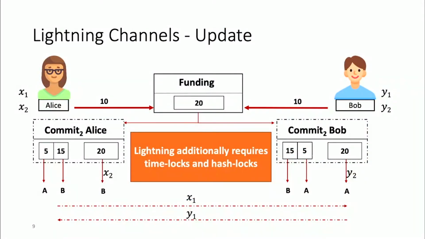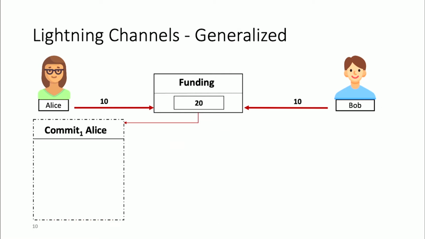All right, so this is a bit of a simplified view of the Lightning Network. In reality, it's a bit more complicated. It requires time locks and hash locks. But as a high-level overview, this will be enough for this talk.